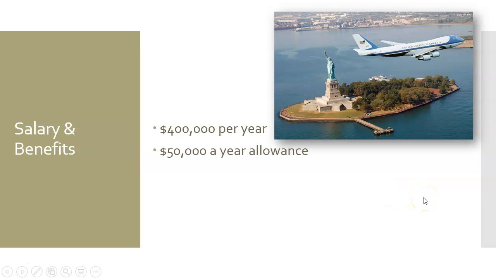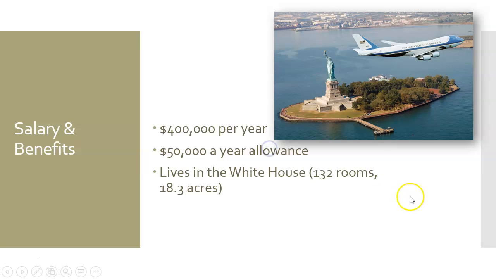Okay, they get a $50,000 a year allowance for job-related expenses. So that includes food. That includes if the president wants to buy a bunch of new suits. All that is included in the allowance. And that $50,000 has to be spent on things that are related to the presidency.